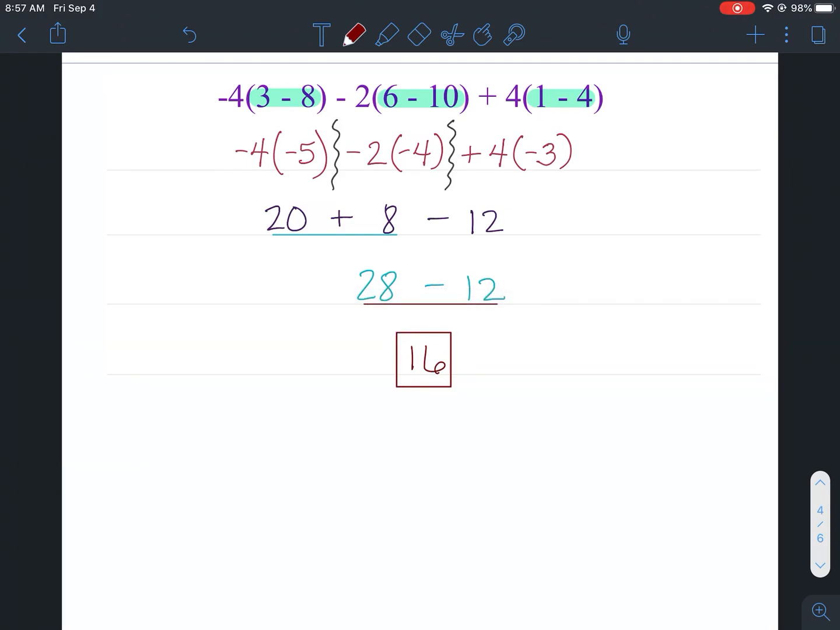All right, so to do number 5 on Bellwork B2, do what's inside the parentheses first. Do each of the multiplication. And then add or subtract depending on the signs, working left to right, doing 2 numbers at a time. If you have any questions, let me know.